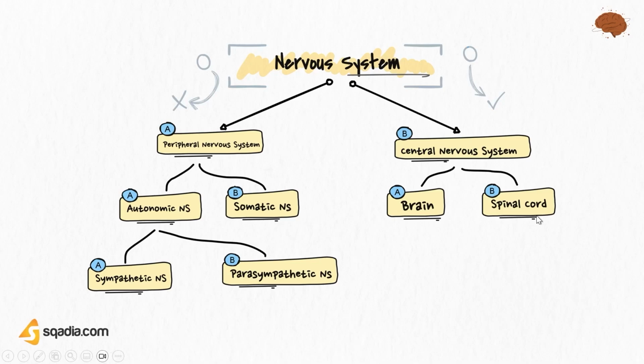While the spinal cord is a long cylindrical bundle of nerve fibers that extends from the base of the brain to the lower back. It serves as the pathway for communication between the brain and the rest of the body.